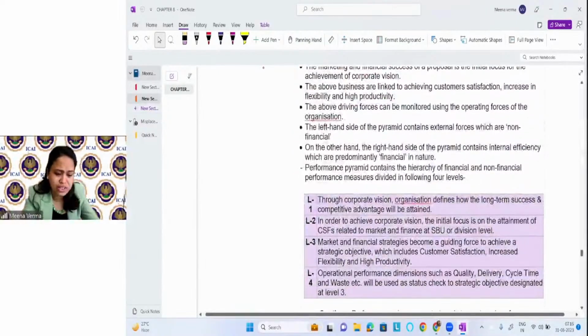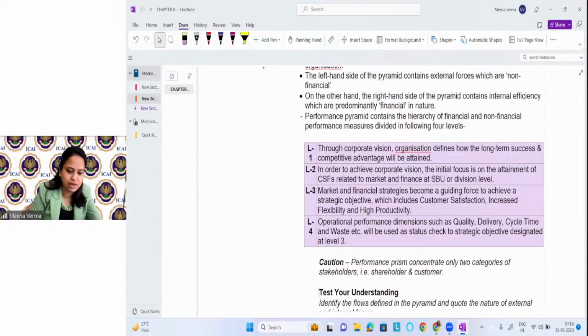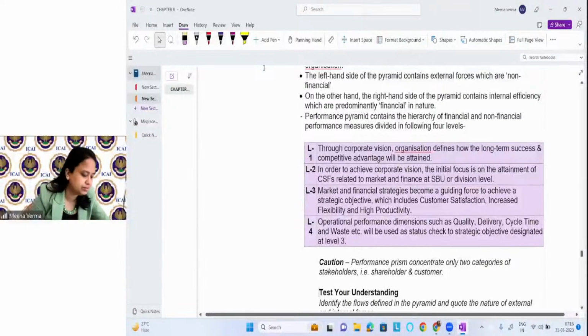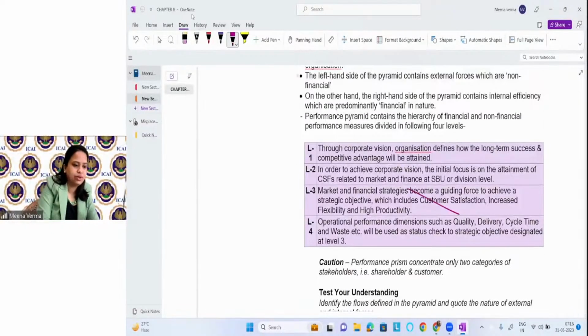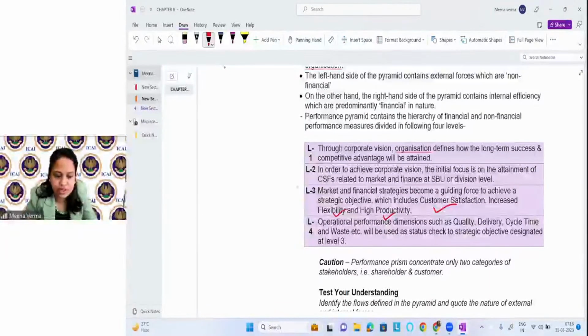So you can see all these points are considered here. We need to consider the customer satisfaction, flexibility, productivity. It is all given here, right? So you can see here, it is given, customer satisfaction, increase the flexibility and high productivity. This is required, right? Third level mentioned here.